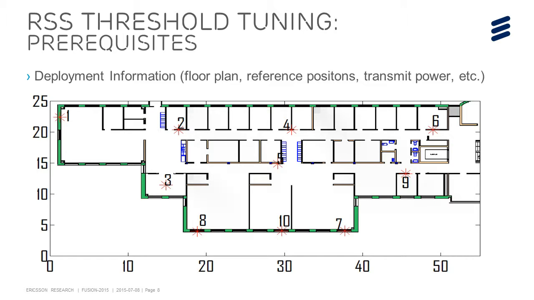The first prerequisite is the deployment information. This includes the building map, floor plan, known positions, and transmit power of all BLE beacons. This figure shows the floor plan where the Ericsson Lin Lab is located. This is also the surface area of our interest. A network of 10 BLE beacons is deployed for indoor positioning. The positions of the BLE beacons are marked by the red stars and indexed in the figure.